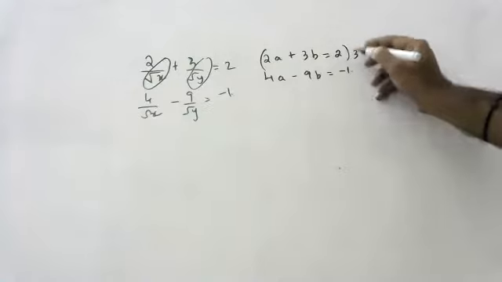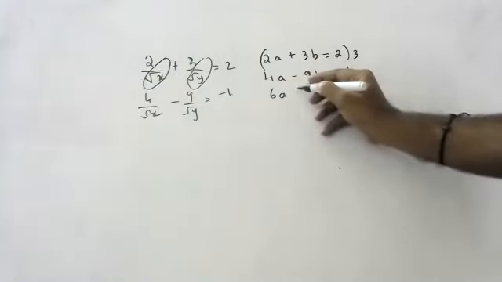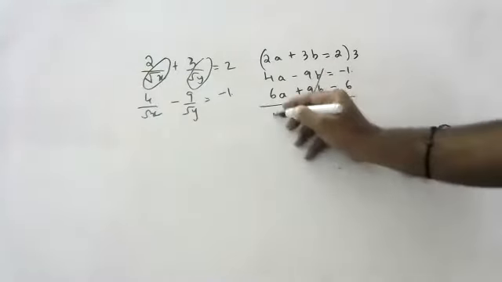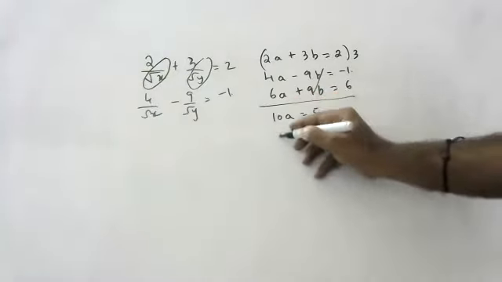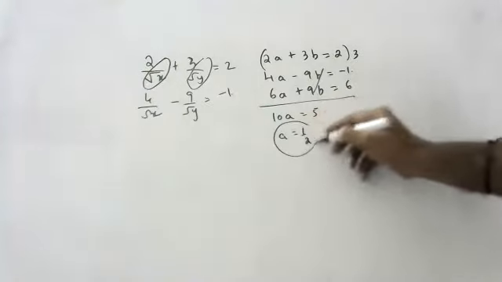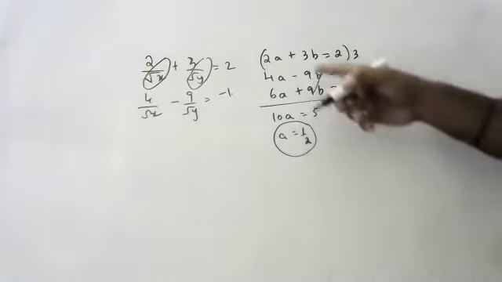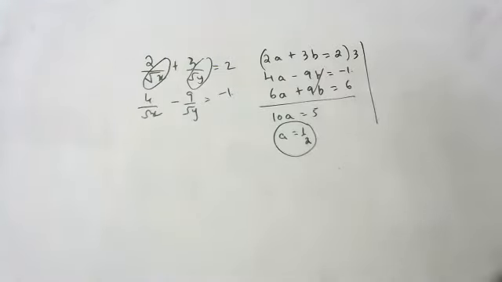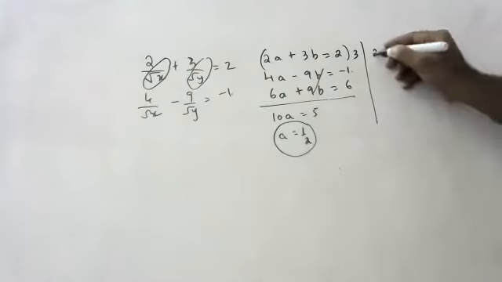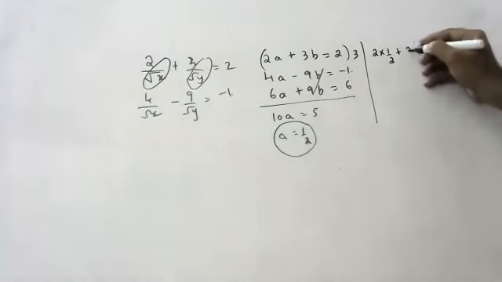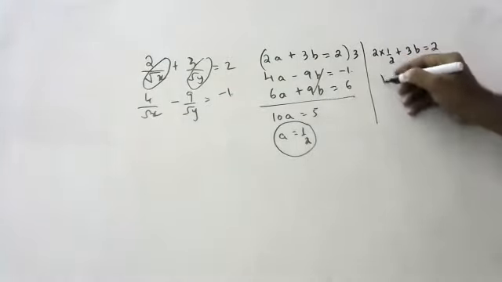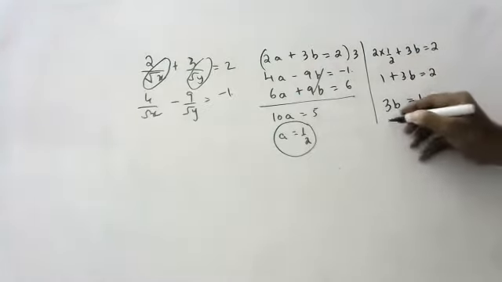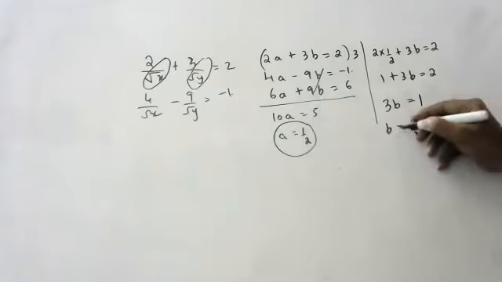Multiply the first equation with 3, children. 6a plus 9b is equal to 6. So children, this goes away. So 10a is equal to 5. a is equal to 1 by 2. Since you got a, now you will find b, children. I will substitute in this, okay? So when you substitute in this, what happens, children? 2 into 1 by 2 plus 3b is equal to 2. 1 plus 3b is equal to 2. 3b is equal to 1. b is equal to 1 by 3.